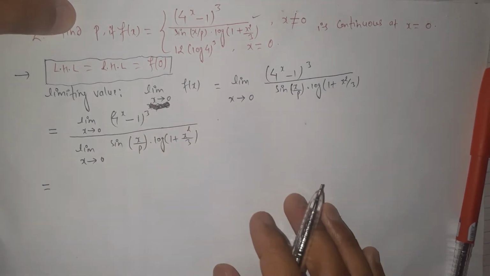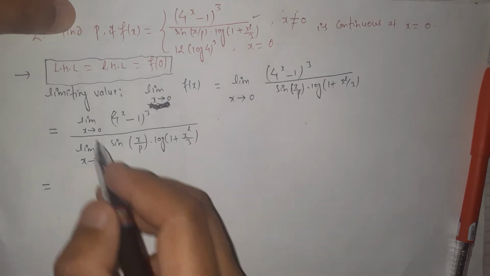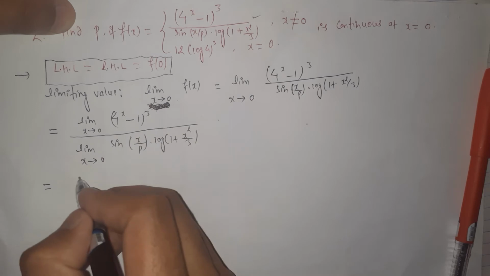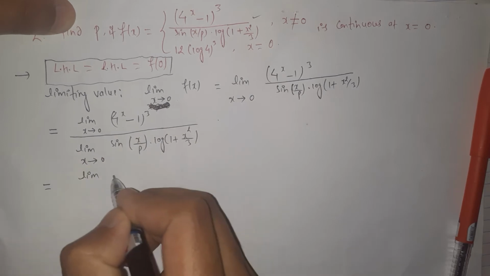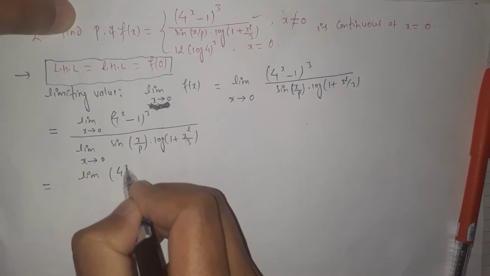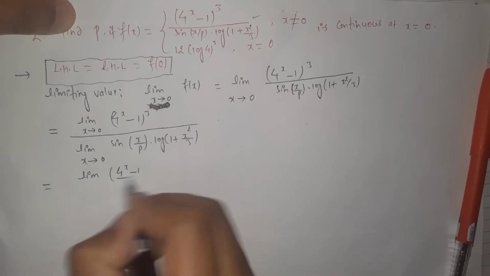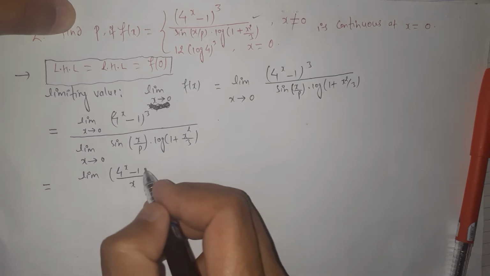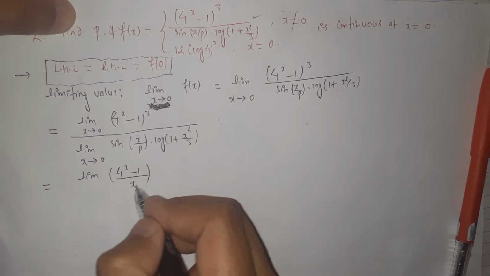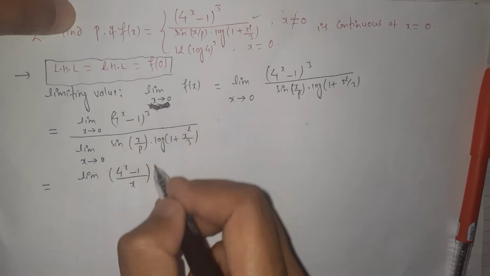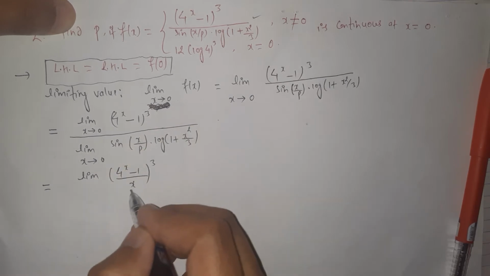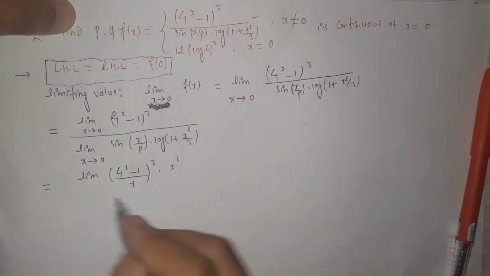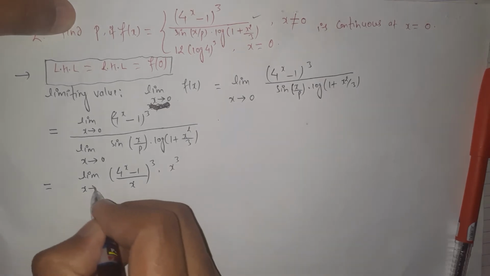Let's calculate this limiting value. Here in the numerator we can see a form that looks like, let's do some modifications here. 4 to the power x minus 1, let's divide this by x, and here it is raised to the power 3, so we divide by x cube, so we have to multiply by x cube, and here x tends to 0.